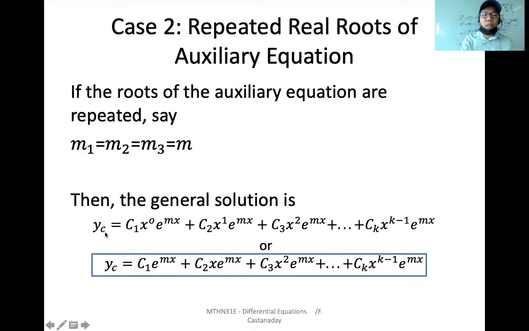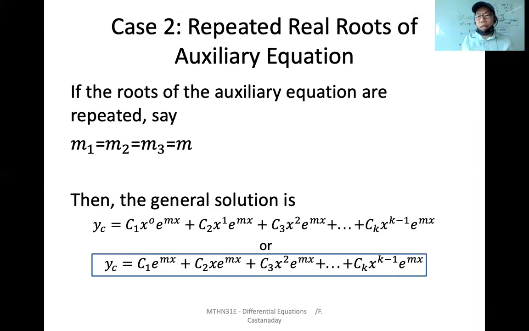Okay, guys, take note. y sub c is equal to c sub 1, x raised to 0. So x raised to 0 is equal to 1. Bali may mga x na sa bawat term. Kumbaga, yung unang term, walang presence ng x kasi x raised to 0 is equal to 1. The next term will have x, or x raised to 1 is x. Pangatlong term is x squared. So pag tatlo yung roots, yung x na makikita mo dyan is x squared.